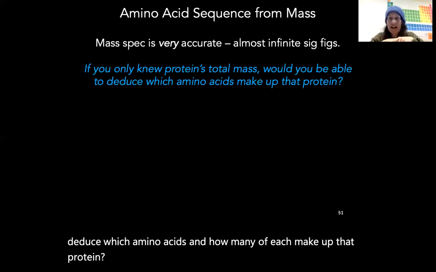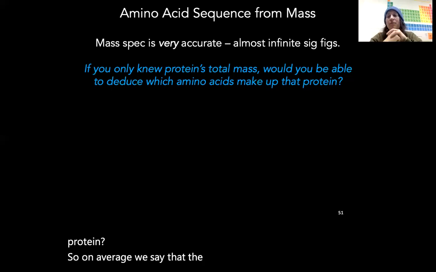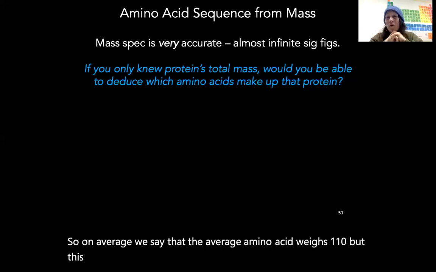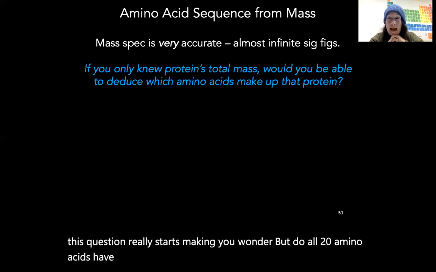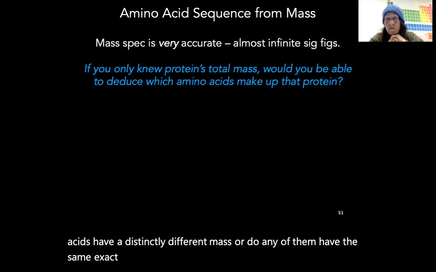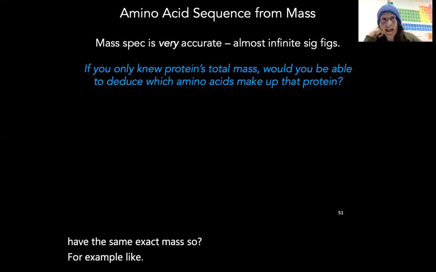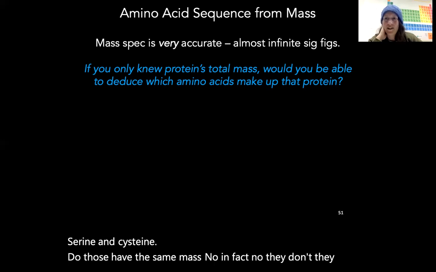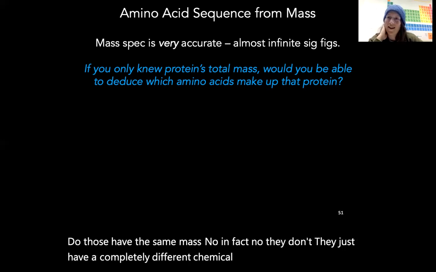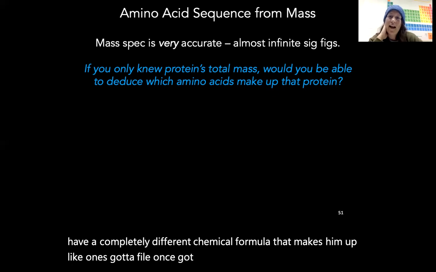So on average, we say that the average amino acid weighs 110, but this question really starts making you wonder, do all 20 amino acids have a distinctly different mass, or do any of them have the same exact mass? So, for example, like serine and cysteine. Do those have the same mass? No. In fact, no, they don't. They just have a completely different chemical formula that makes them up. Like, one's got a thiol, one's got the alcohol. So yeah, those are different masses.